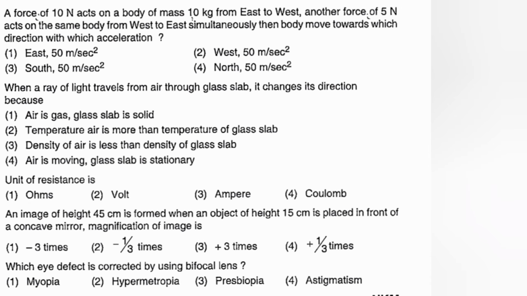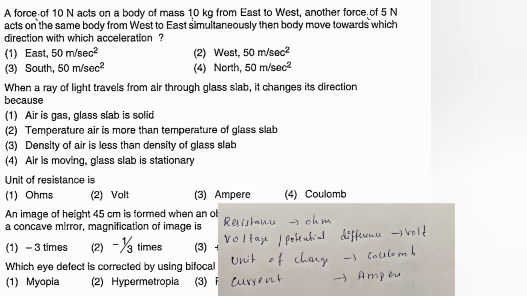The unit of the resistance is ohm. So what about the other units? The volt is the unit of voltage, ampere is the unit of current, and coulomb is the unit of charge. So the unit of the resistance is ohm.